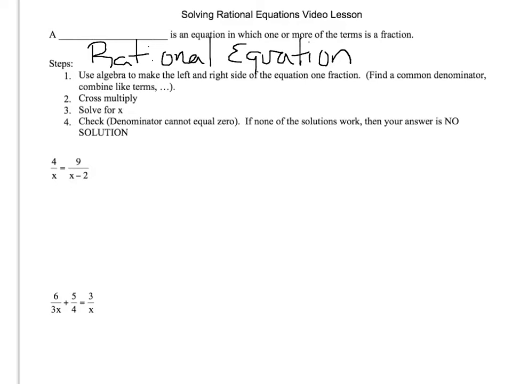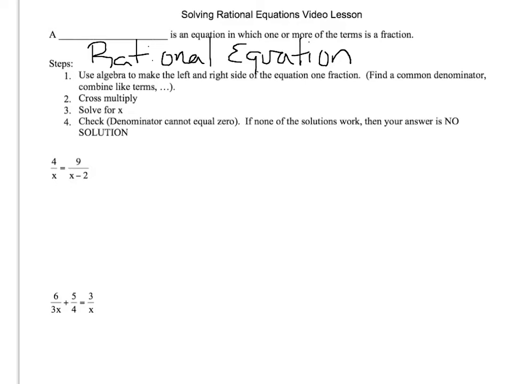Alright, these are our steps. We're going to use algebra to make the left and right side of the equation one fraction. Cross multiply, solve for x, and you have to check. Because if you have something where the denominator is going to be 0, then it doesn't work.